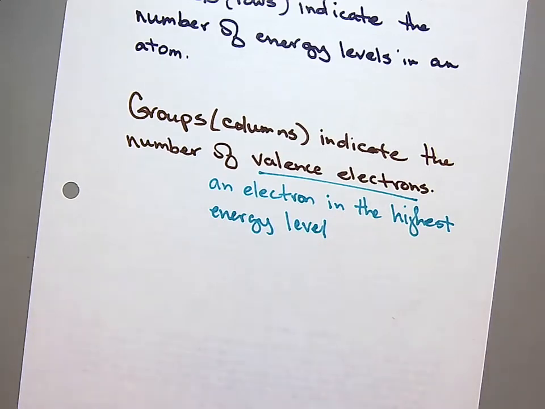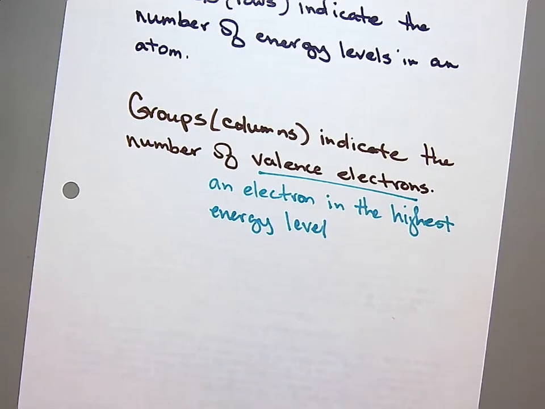They also happen to be the electrons that, if you're conducting electricity, conduct the electricity. If there's bonding going on, these are the electrons that are participating in the bonding. So these are kind of the most active electrons. So the groups indicate the number of valence electrons.